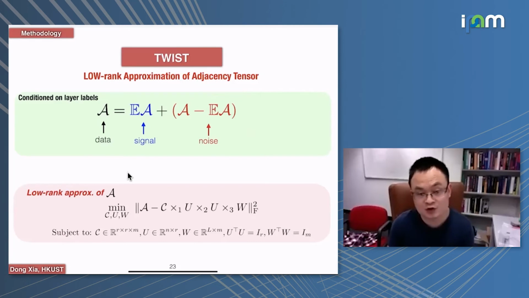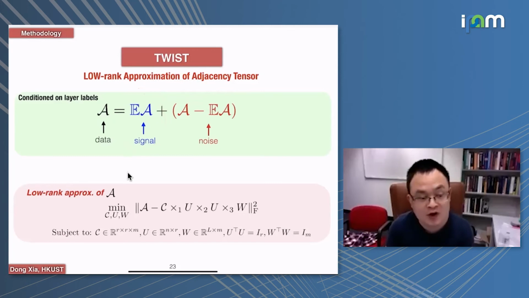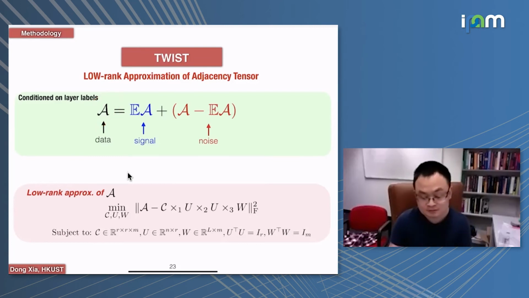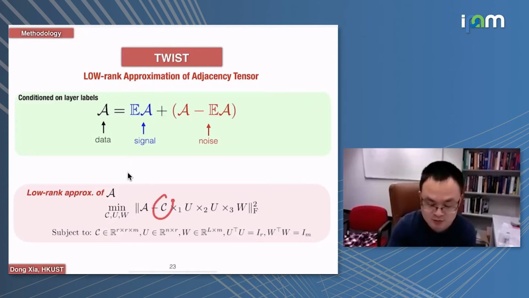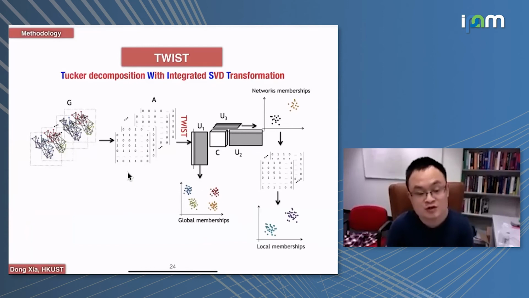Then the idea is very simple. To estimate the singular vectors of this signal part, we can try to obtain a low rank approximation of this adjacency tensor A. A very natural formulation for this problem is to solve this low rank approximation. In other words, we try to minimize this approximation error by choosing a small core tensor and the singular vectors U and W. Okay, so this is the first step. Then after this step, we can use the estimated singular vectors to do clustering.